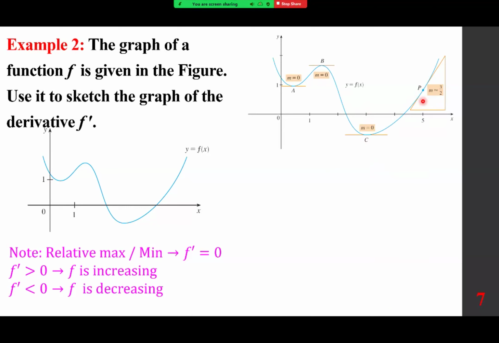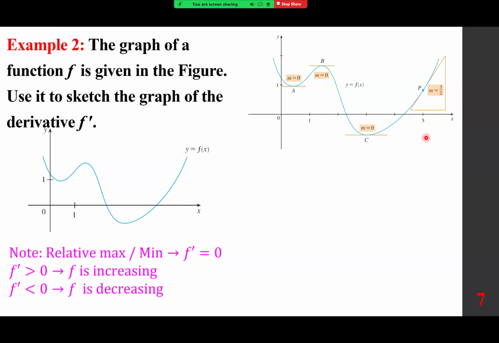They did their best to draw a tangent line. They picked up 2 points, and they have calculated this slope, and that's why they put the slope is almost 3/2. This will correspond to the same x coordinate 5 with the y coordinate equal to the slope for f prime.